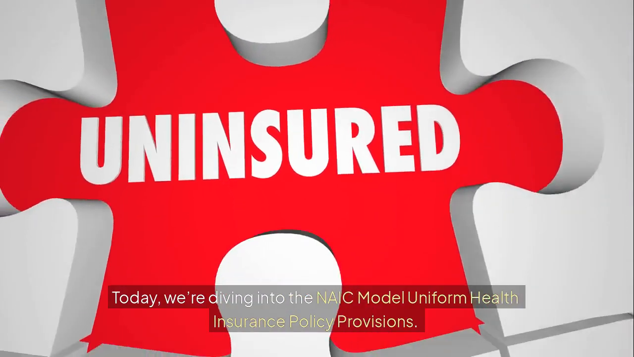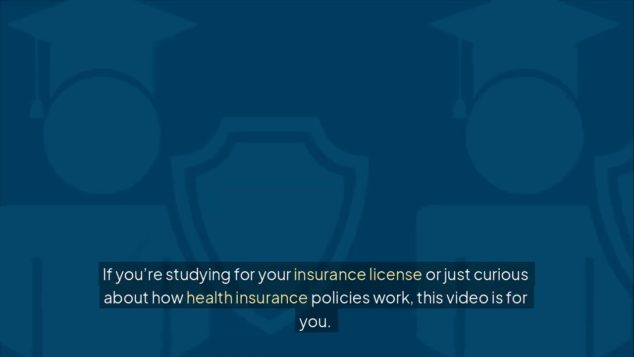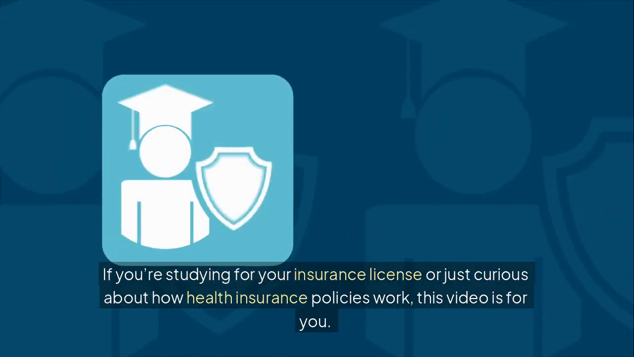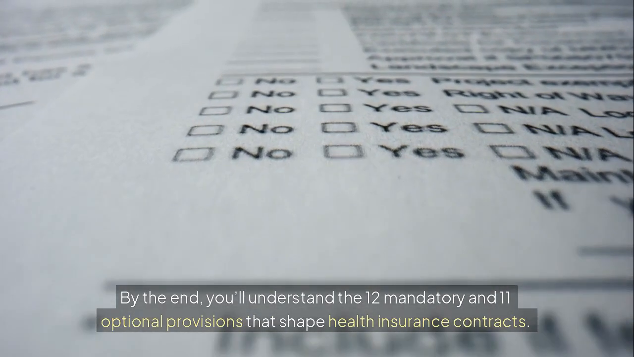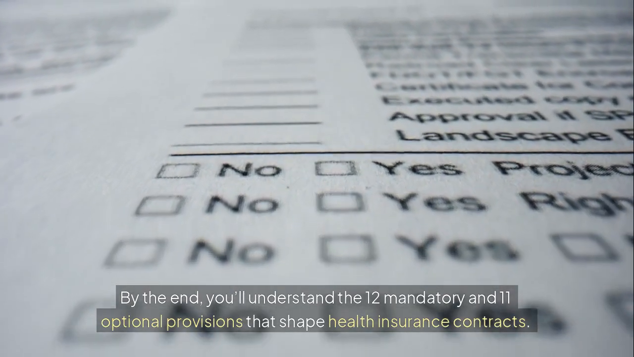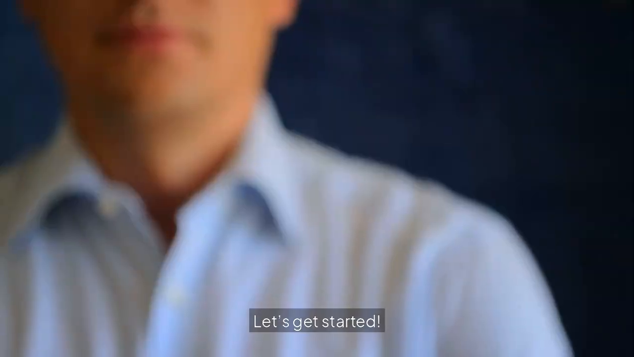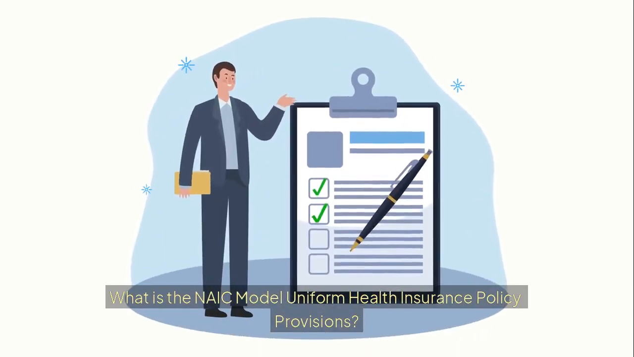Today, we're diving into the NAIC Model Uniform Health Insurance Policy provisions. If you're studying for your insurance license or just curious about how health insurance policies work, this video is for you. By the end, you'll understand the 12 mandatory and 11 optional provisions that shape health insurance contracts. Let's get started. What is the NAIC Model Uniform Health Insurance Policy provisions?